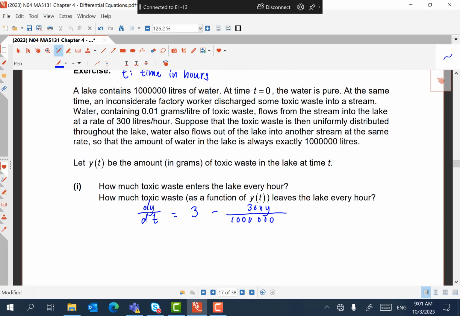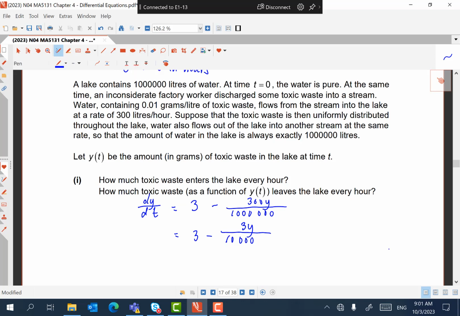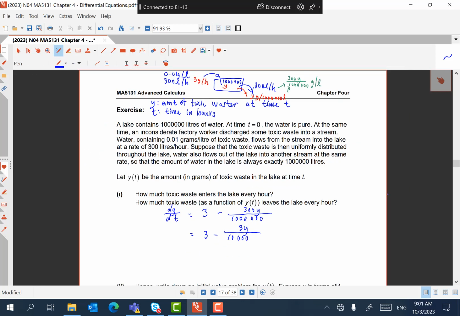Of course, we can do a bit of tidying up. This will become 3 minus 3y over 10,000. Okay, sorry. I've gone too fast and I didn't follow the step 1 carefully. Sorry about it. I have jumped the steps too much. I'm going to rewrite.